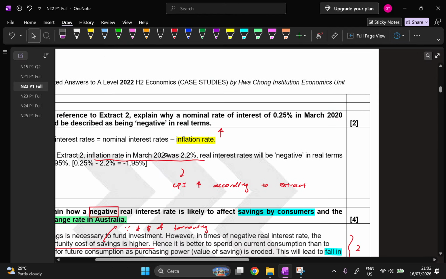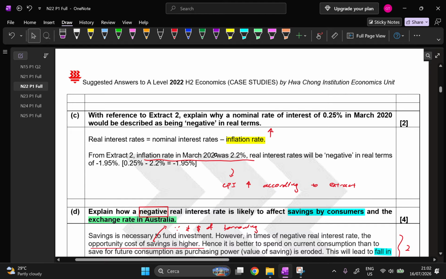Now let us go to part C. Part C is asking, with reference to figure 2, explain why a nominal rate of interest will be described as being negative in real terms. Okay, I do not like this answer key. I do not like this answer.